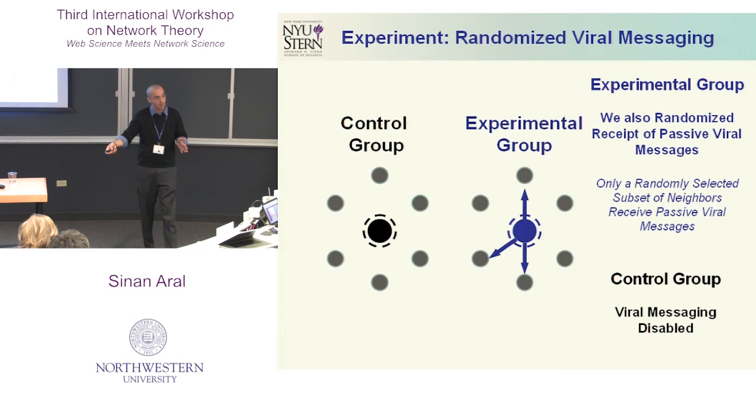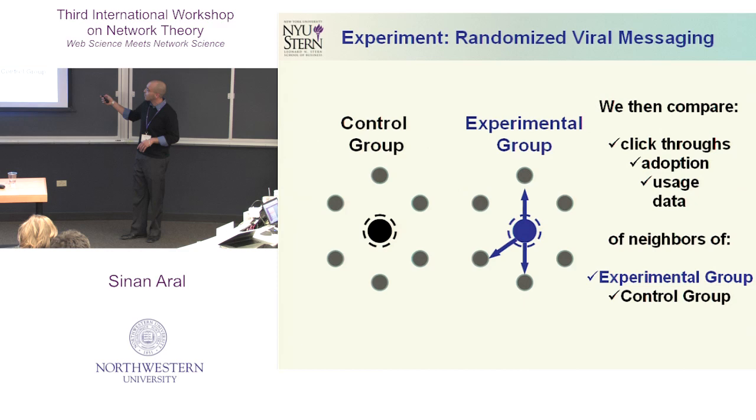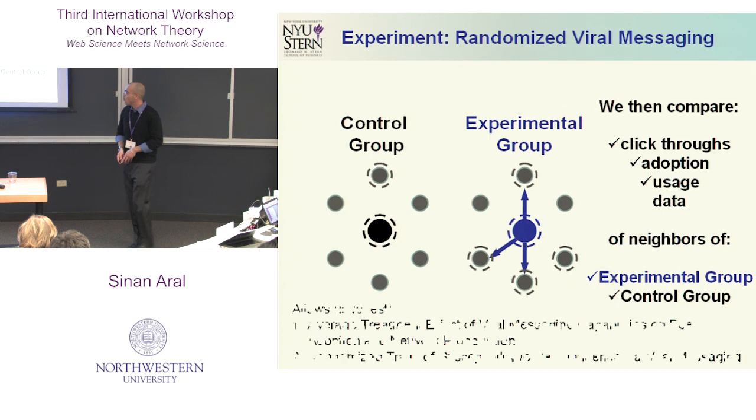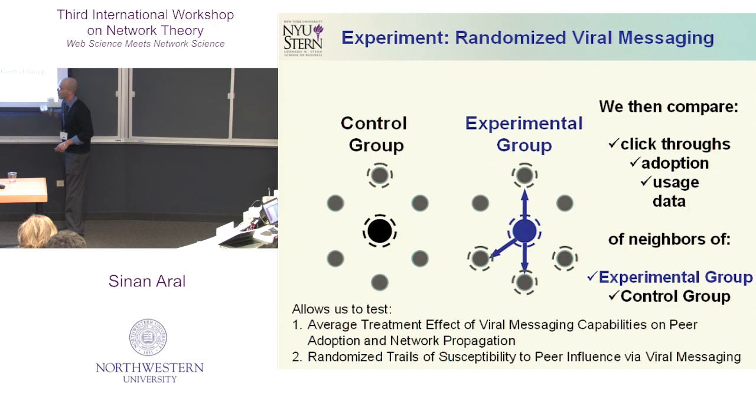So then we compare the click-throughs, adoption, and usage data of neighbors of the experimental and control groups, and what this allows us to do is test 2 things. The average treatment effect of viral messaging capabilities on peer adoption and network propagation, and randomized trials of susceptibility to peer influence via viral messaging.